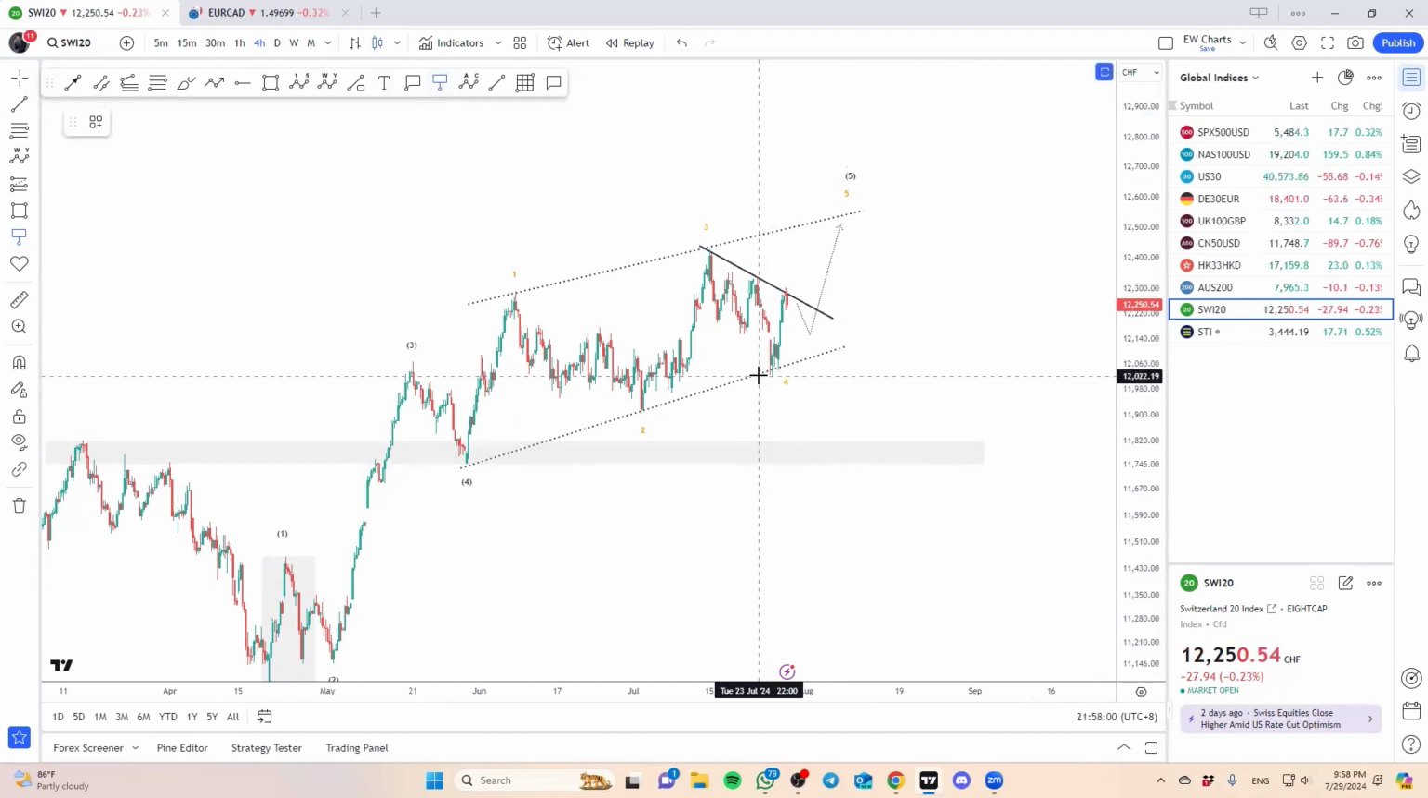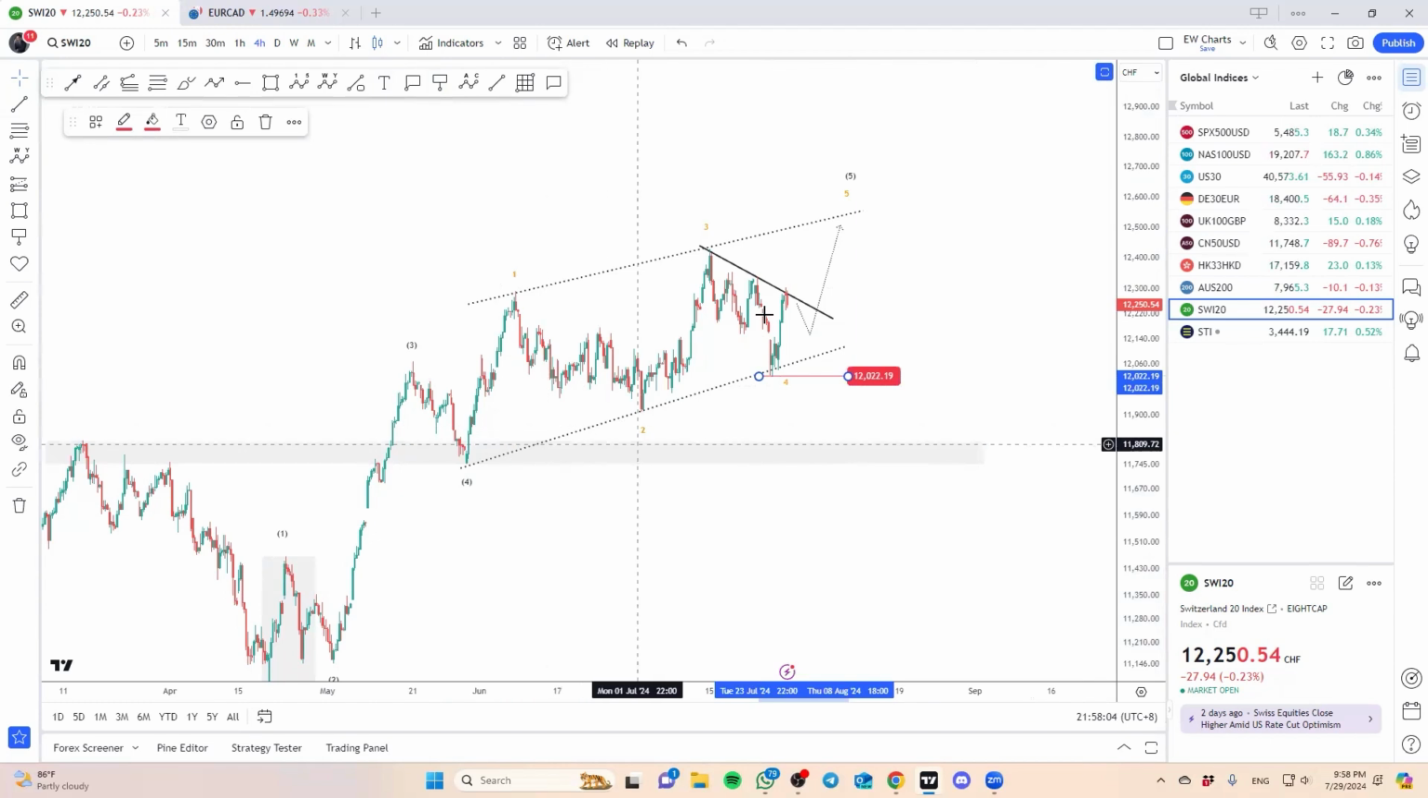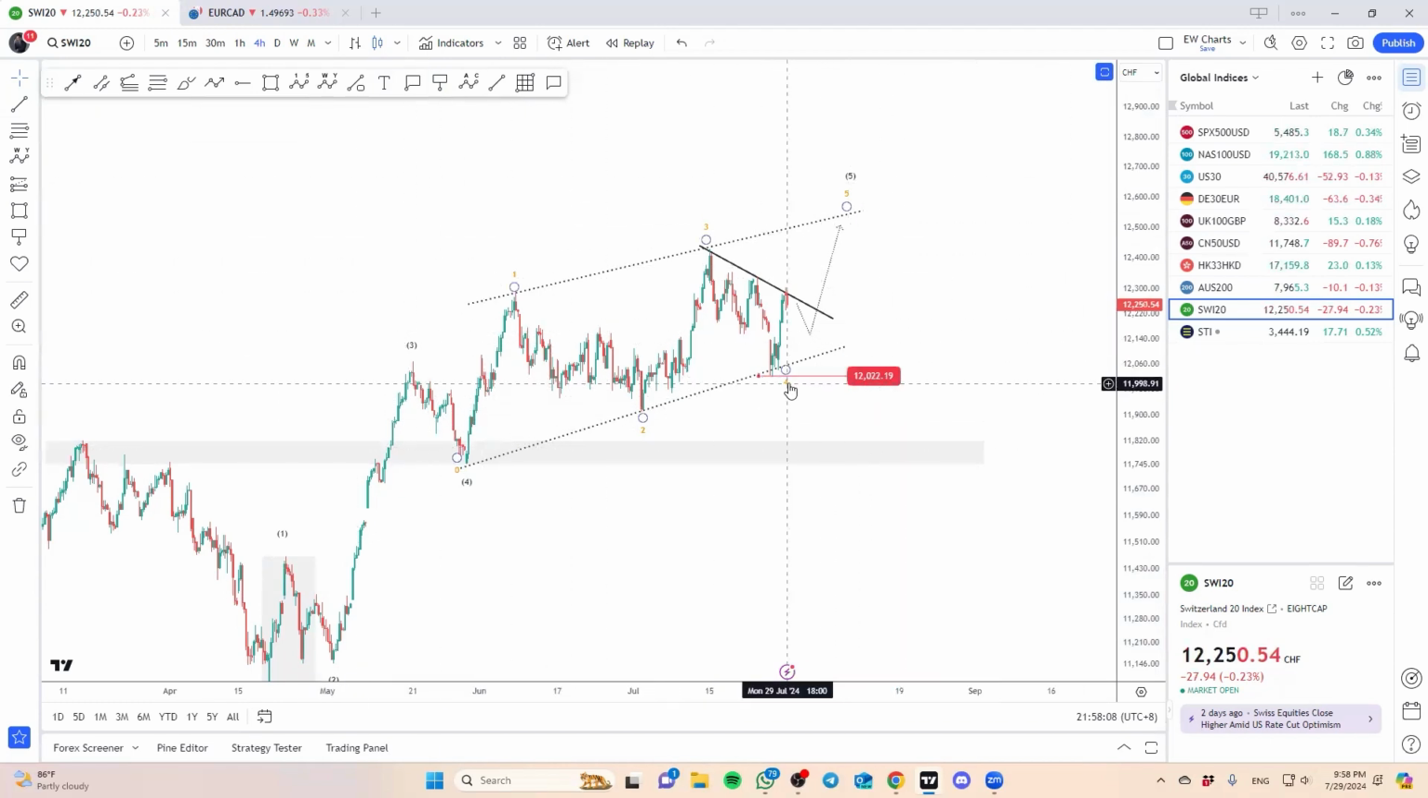Bear in mind it doesn't necessarily need to do a push up. But this looks pretty much like an ending diagonal structure, right? So again, as long as price respects this low, we're gonna expect one more upside.